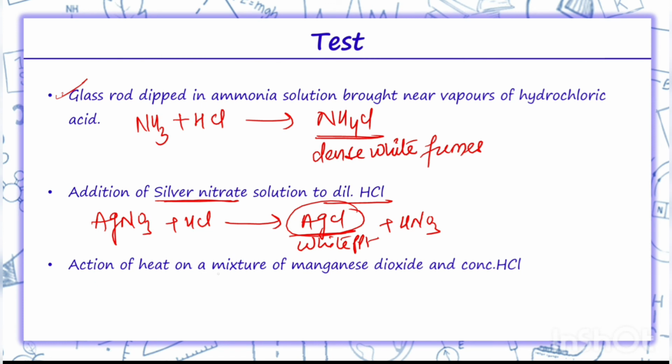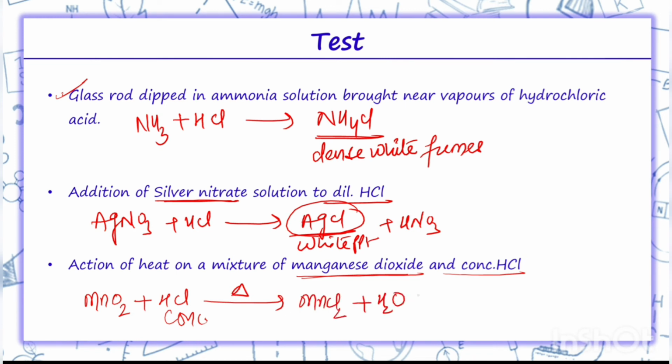Next is the action of heat on a mixture of manganese dioxide and concentrated HCl. Manganese dioxide, MnO2, plus concentrated HCl, as we studied with powerful oxidizing agents, forms MnCl2 plus water, and chlorine gas is liberated. Because chlorine gas is liberated, this reaction proves that the acid contains Cl, and that is HCl acid.